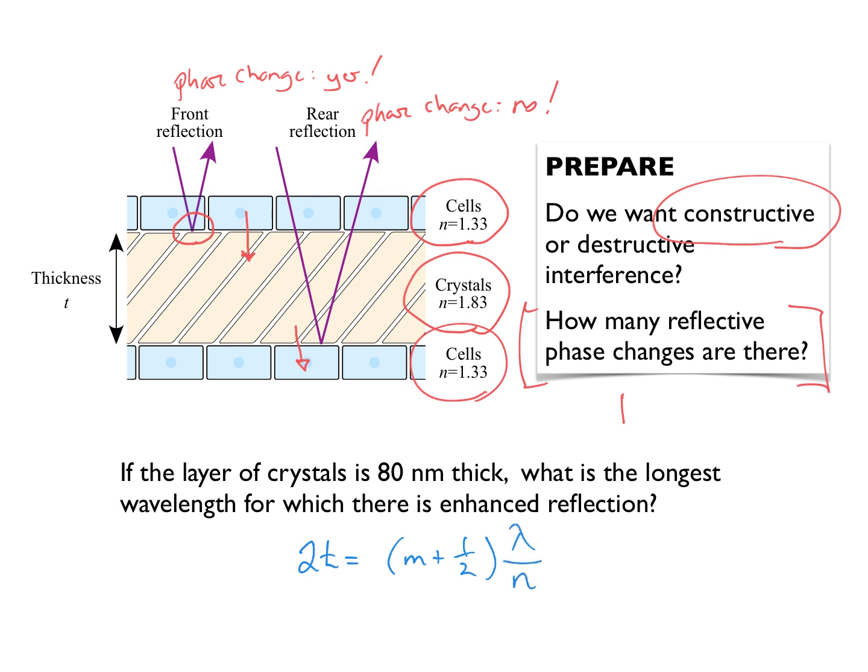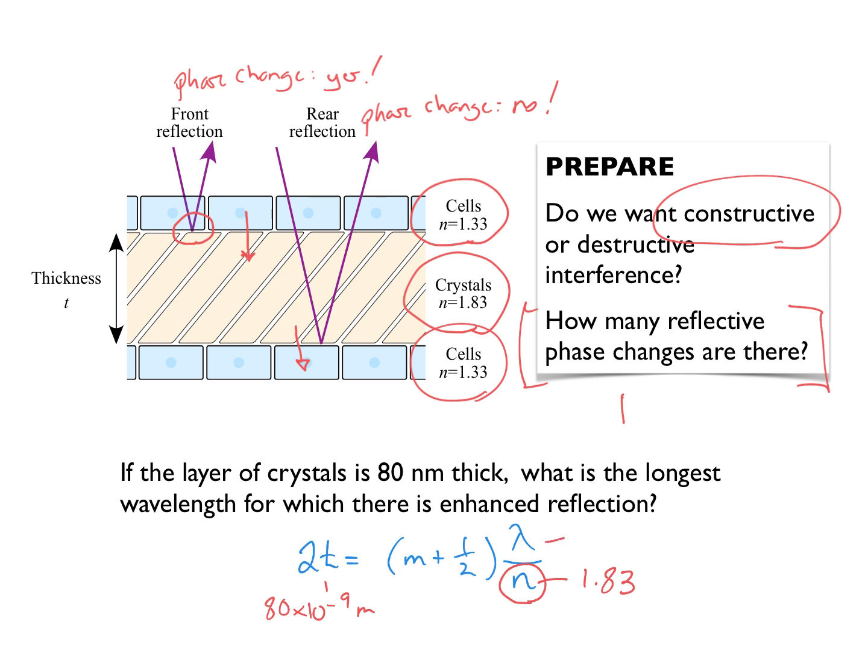Now, one other thing to note is the index that appears in the denominator of this fraction is the index of refraction in the medium where you have the extra travel. If you look at these two rays of light, the difference between the front reflection and the rear reflection is that one of them went through the crystal and one of them didn't. So you're going to use the index of refraction of the crystals here, 1.83. T is the thickness of the film. That's 80 nanometers, so 80 times 10 to the minus 9th meters. That's going to be my thickness.